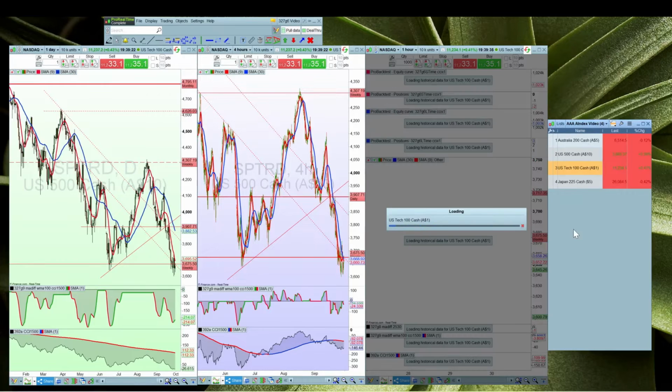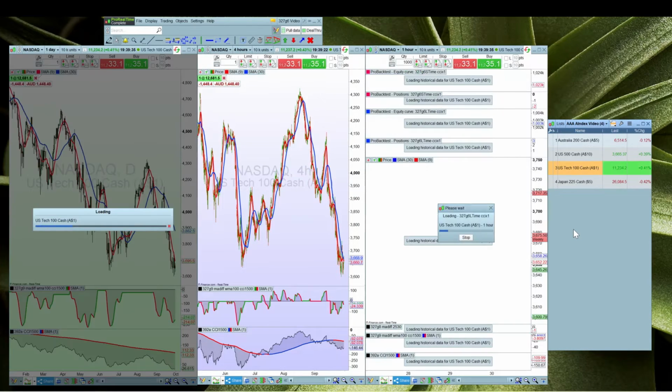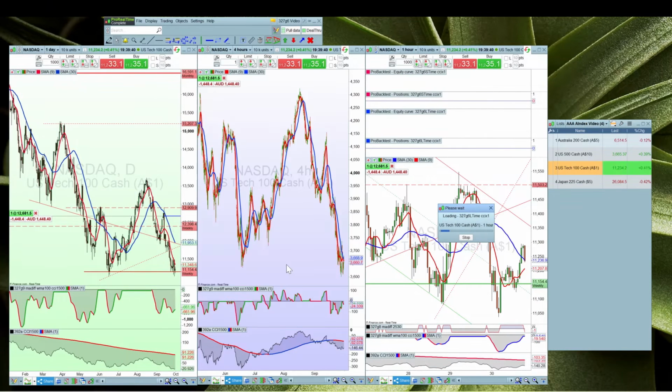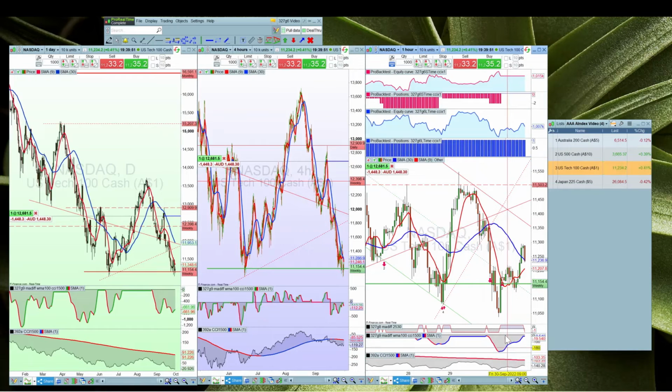The NASDAQ, this too has got a double bottom on the daily. And again, short on the daily, just turned short here on the 4-hourly, and we're in a short position only for the hourly.